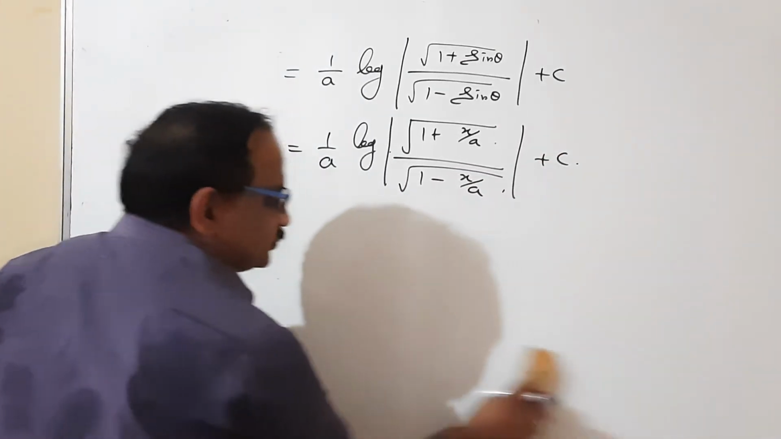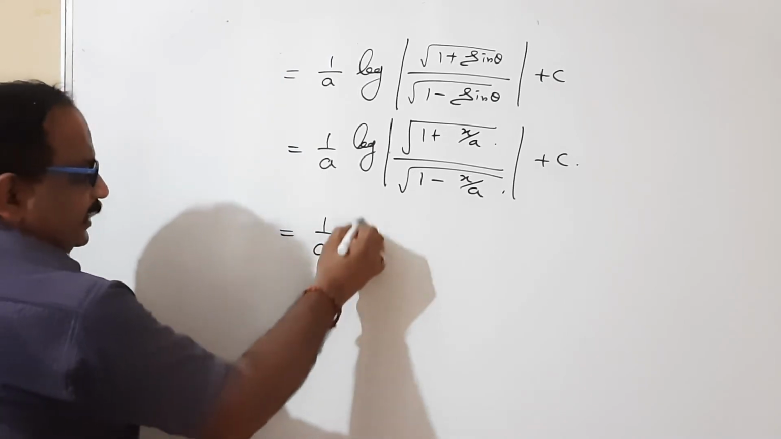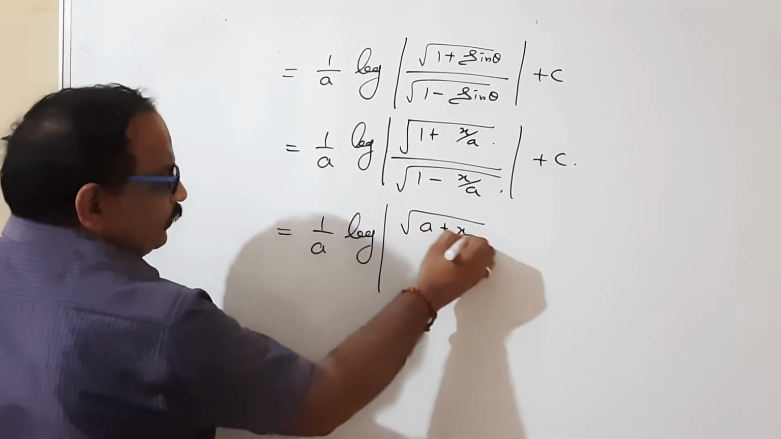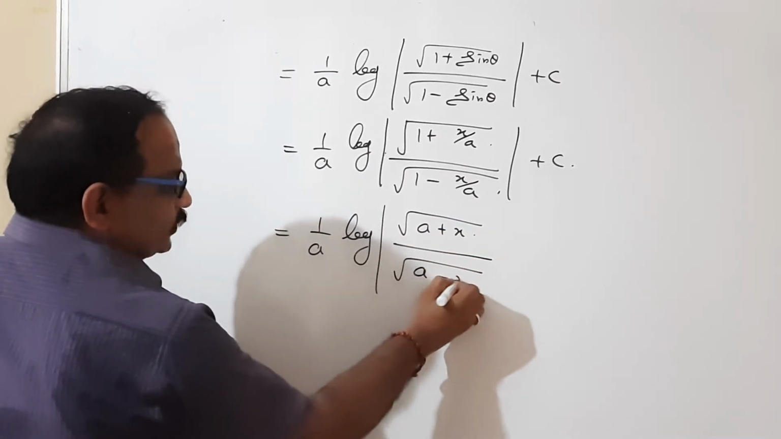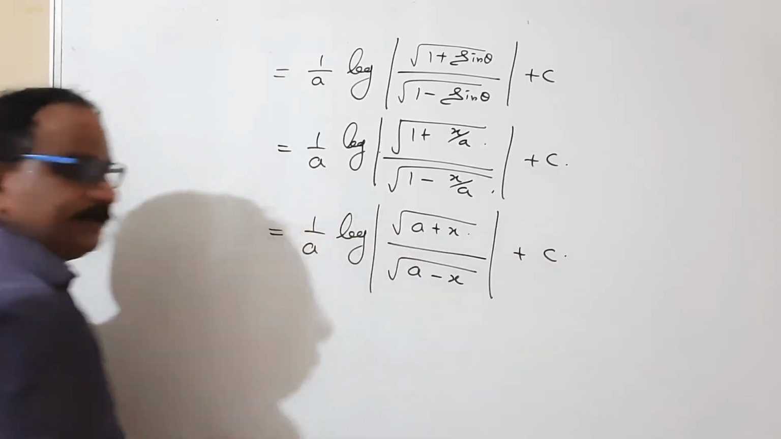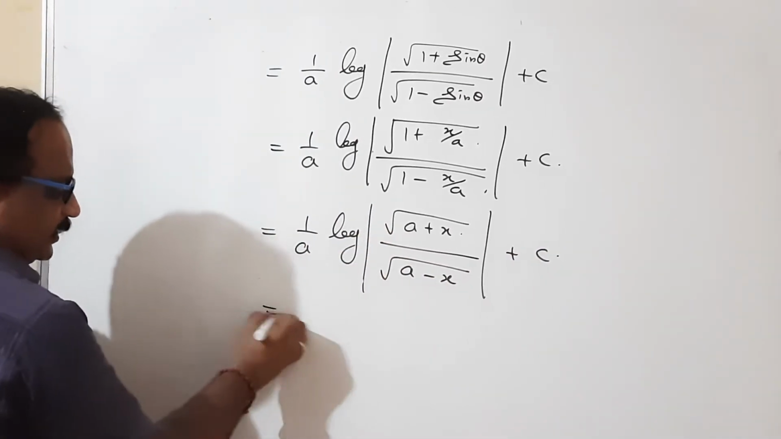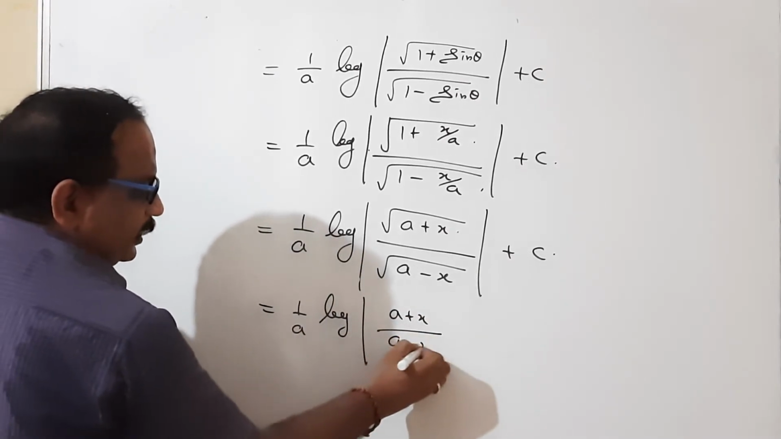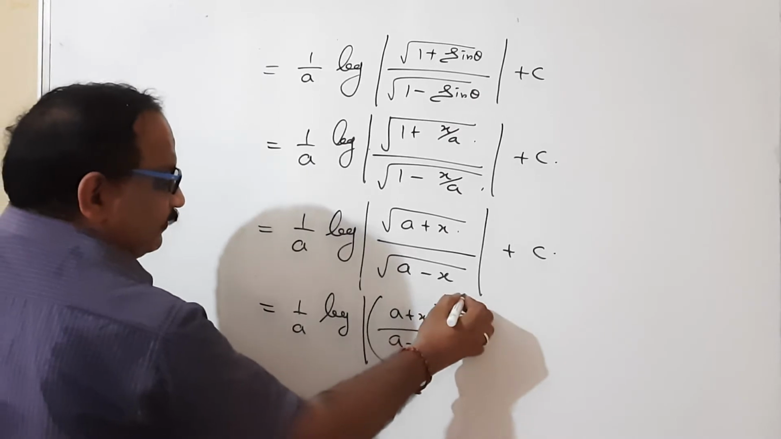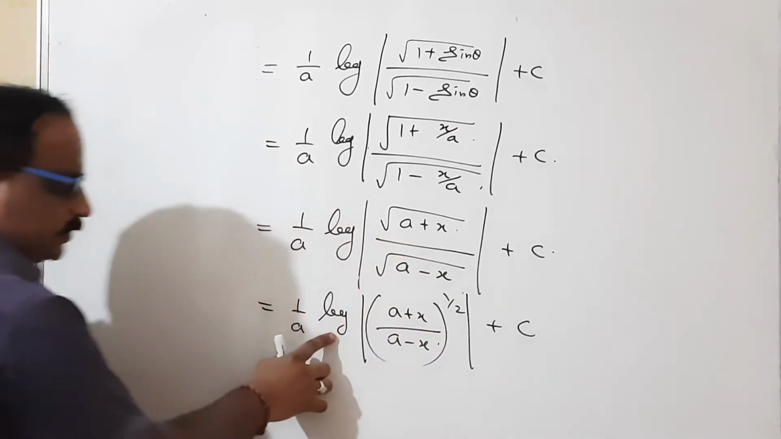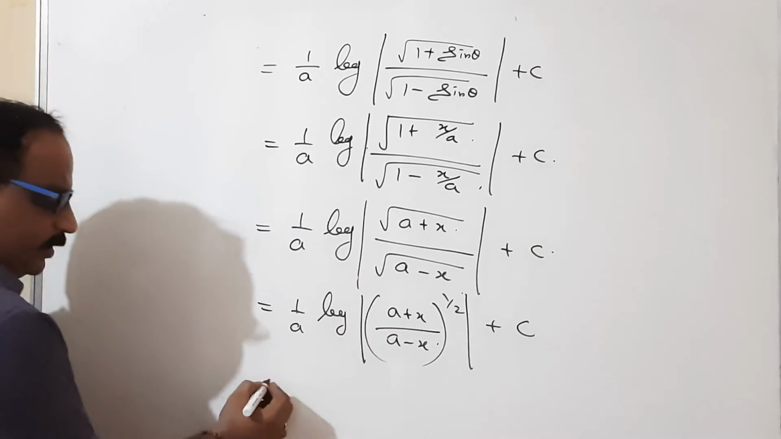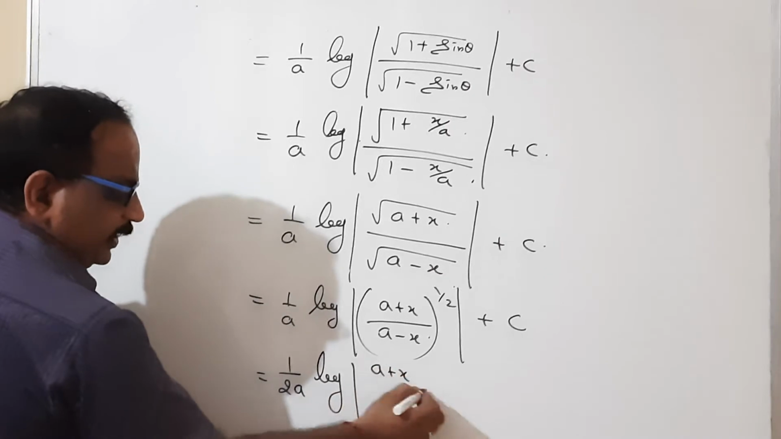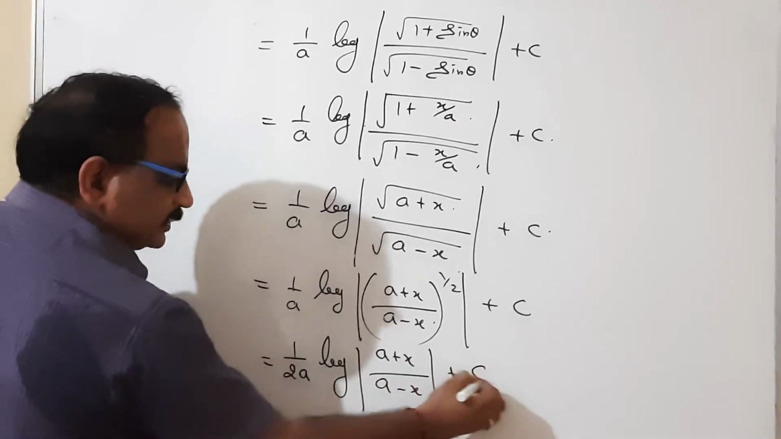And finally we come to 1 by a still there, log is there and mod of LCM we can take, it is a plus x and again here a minus x, and then plus c. This root is there, root is there, so combinedly I can write it as log of a plus x upon a minus x, power half. And due to this log property, this half will come out and finally the result comes to us 1 by 2a log of a plus x upon a minus x plus c.